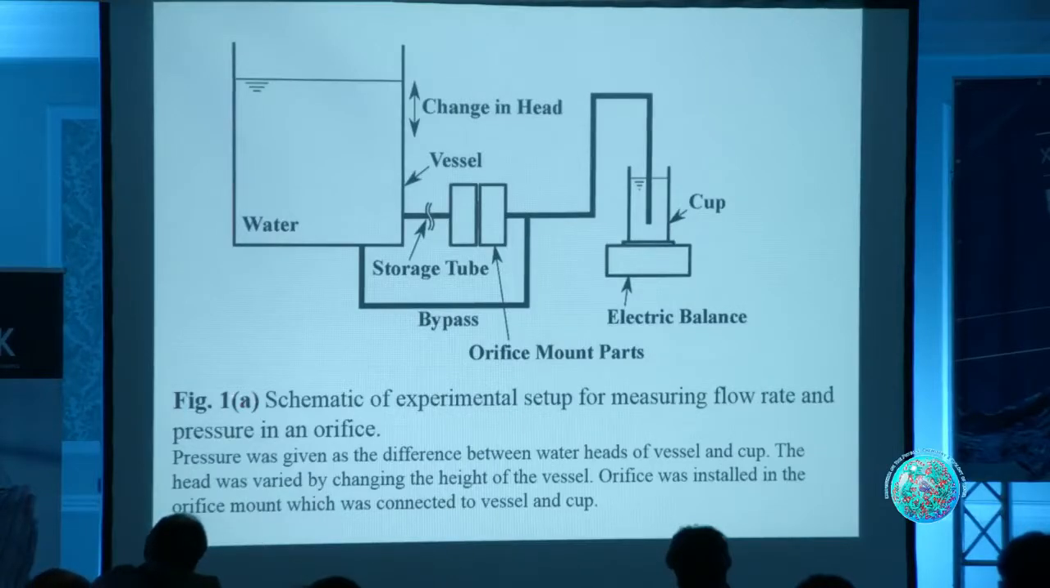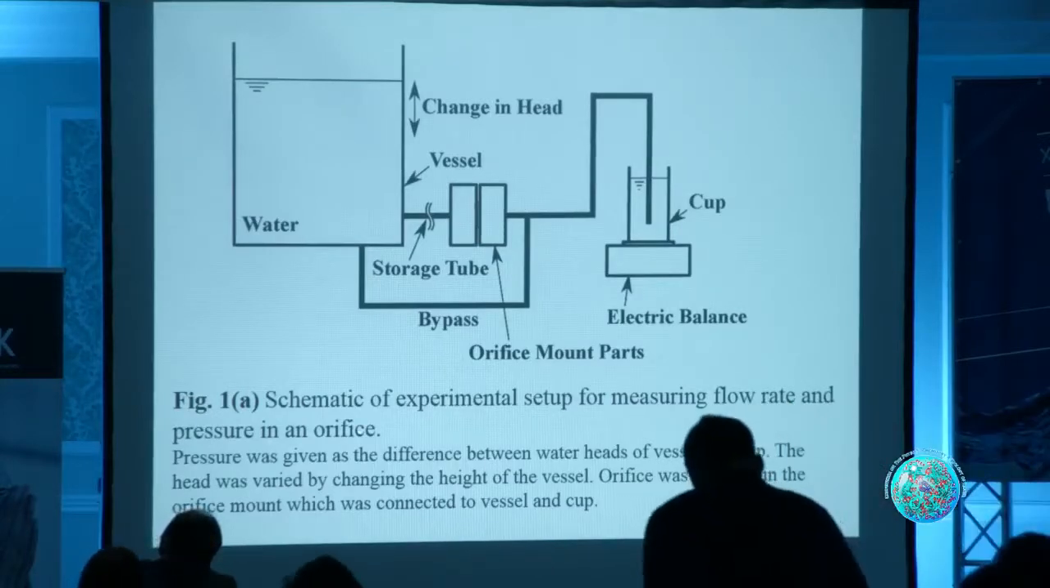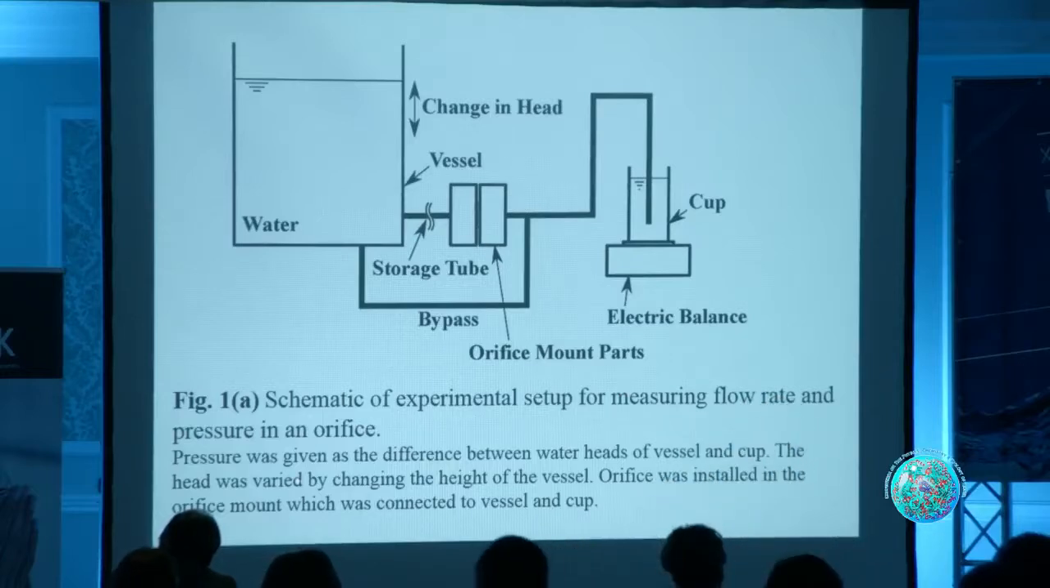This figure shows a schematic of the experimental setup for measuring flow rate and pressure in an orifice. Pressure was given as the difference between water heads of vessel and cap. The head was varied by changing the height of the vessel. The orifice was installed in the orifice mount, which was connected to vessel and cap.